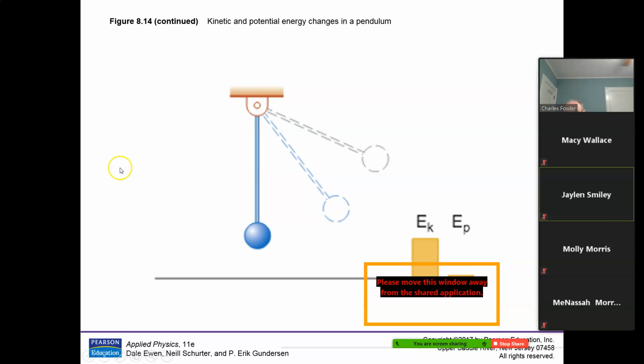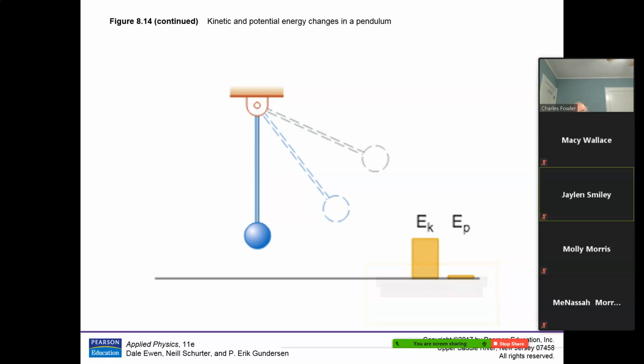And when it moved back to here, guess what? It can't go any higher than here because that's the level that it started at. If it went any higher, it would now have more potential energy, gravitational potential energy, than it did to begin with. But at the beginning, that was all gravitational potential energy.